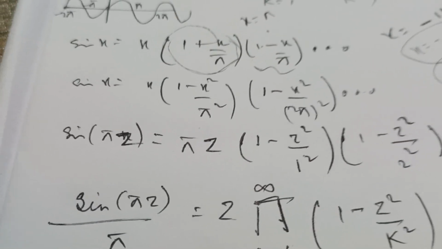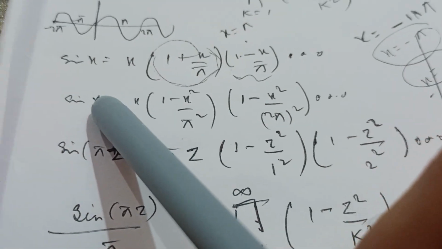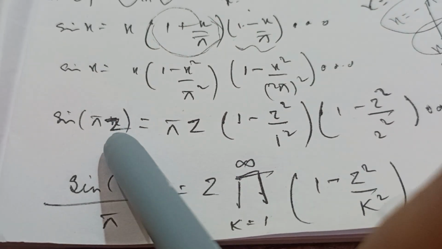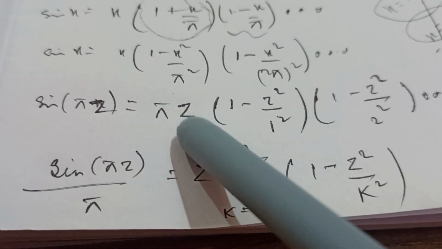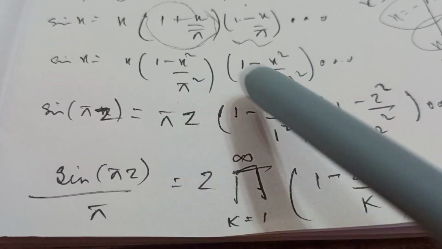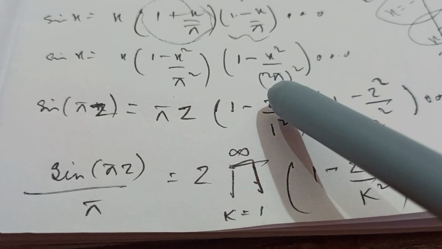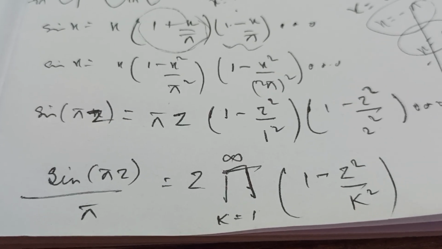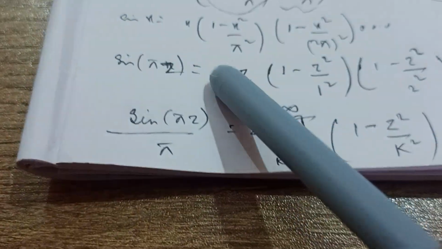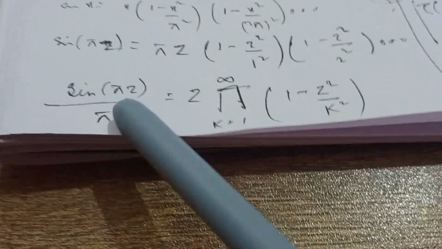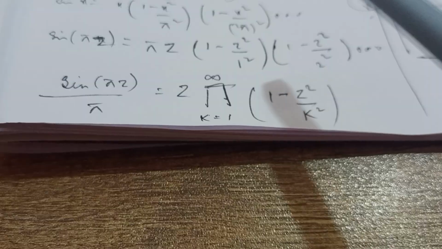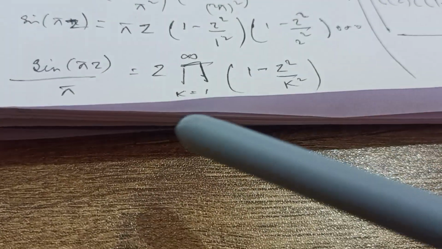That's basic. Again, in place of x I am replacing it with pi z. So sine pi z equals, in place of x I just write pi z. So this pi will cancel out, you see, that's why I did that. So this equation will be 1 minus z square by 1 square, 1 minus z square by 2 square, and so on. And now take this pi to the denominator. So this is sine pi z upon pi equals z into, writing this in the form of pi, continued product, k equals 1 to infinity of 1 minus z square by k square.